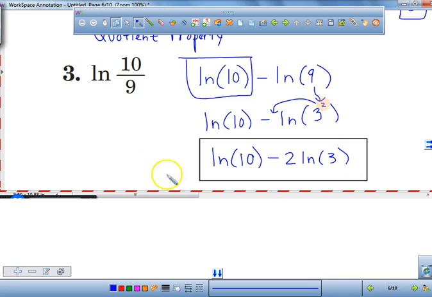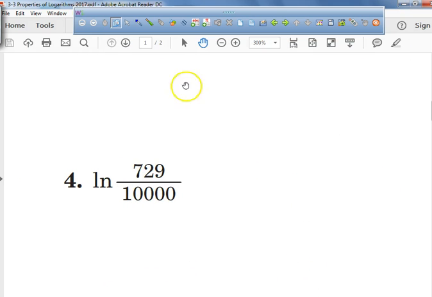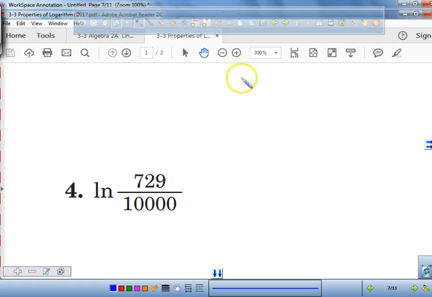All right. What I'd like you guys to do right now, on your own, is attempt to do problem number 4. Now, problem number 4 looks a little bit more complicated. So, I'm going to give you guys some hints. So here we go. Just so you guys know, 3 to the 4th is 81.